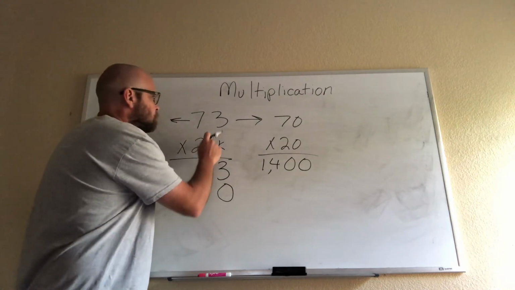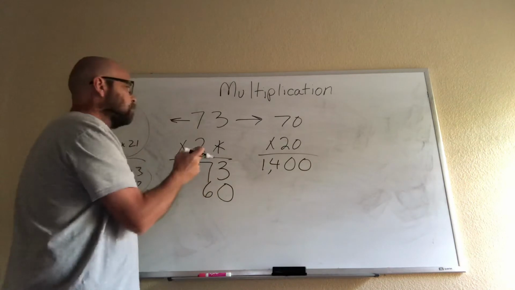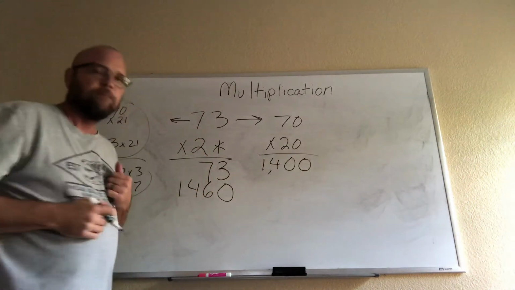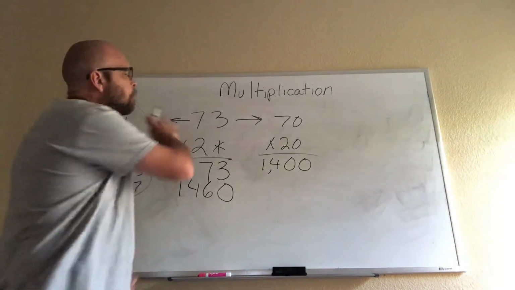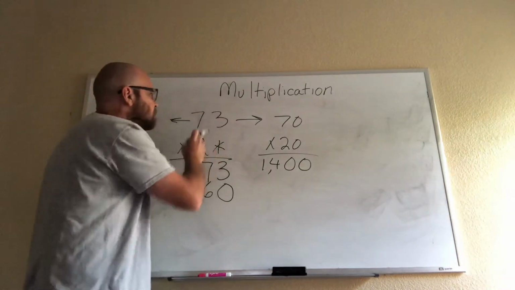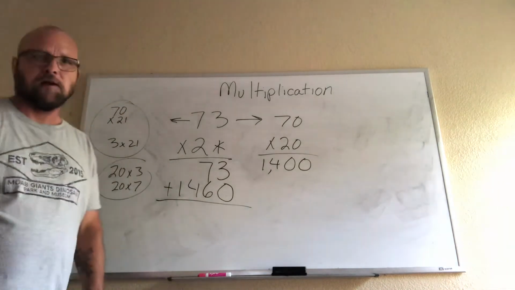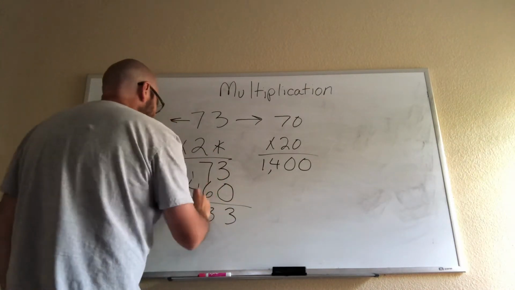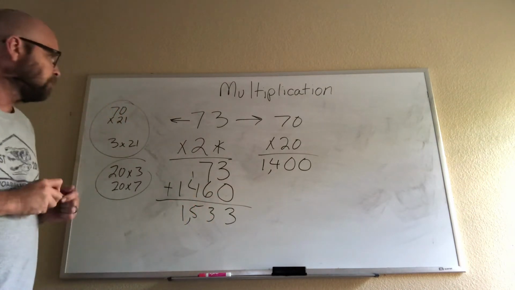All you have to do, we're still doing 1 digit by 1 digit. You're still doing 2 times 3, which is 6. You're still doing 2 times 7, which is 14. You're just doing 1 digit by 1 digit. No matter how many digits the factors are, you're still just doing 1 digit at a time. And then you're adding those two products together. And y'all can add 13, 5, 1. Okay, so my answer is 1,533.